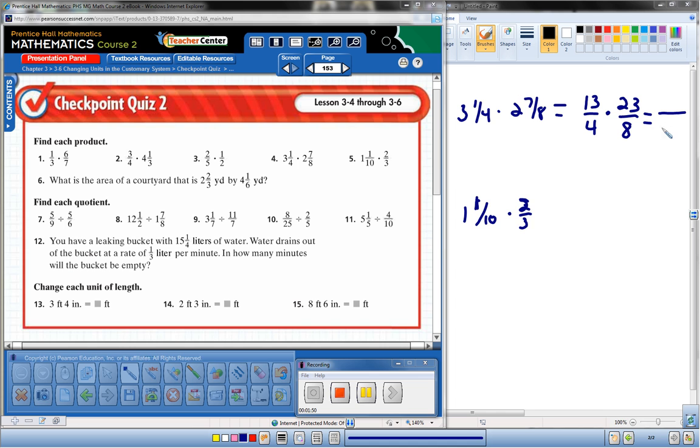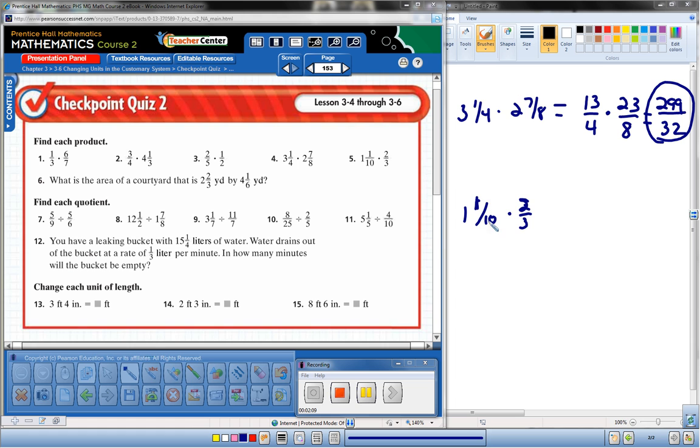The denominator is easy. 8 times 4 is 32. The numerator, 230 plus, is it 299? Someone? 13 times 23? 299 it is. And that's our final answer, 299/32. I do not need to change that to a mixed number.